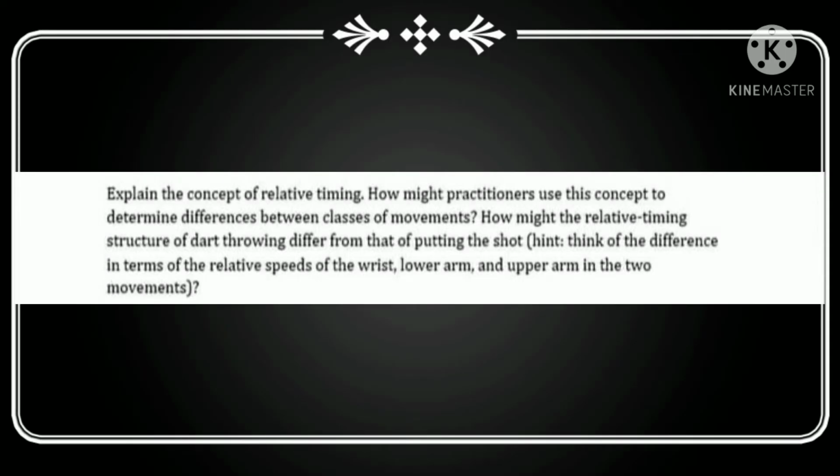Explain the concept of relative timing. How might practitioners use this concept to determine the differences between classes of movement? How might the relative timing structure of dart throwing differ from putting the shot? Think of the difference in terms of the relative speed of the wrist, lower arm, and upper arm in the two movements. We all know that relative timing is one of the most important principles of movement control.